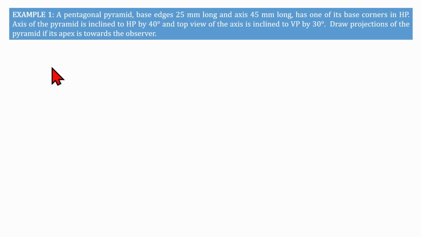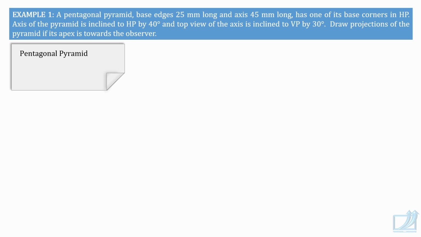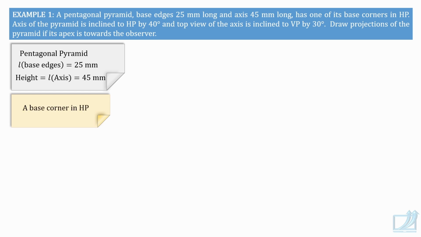So when you read the problem, you should write the information in the problem as data in 3 parts in this manner. First, check shape of the object and its size. So it is pentagonal pyramid, length of base edge is 25 and height, nothing but length of axis, is 45 millimeters. Then what are the details about its position with respect to HP? So check. A base corner is in HP, it is mentioned, one of its base corners in HP. What else? Its inclination of axis with HP is 40 degrees.